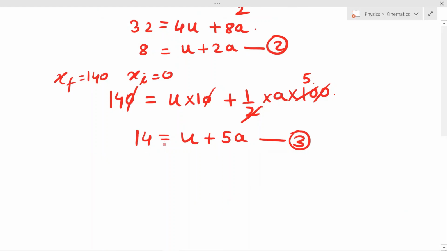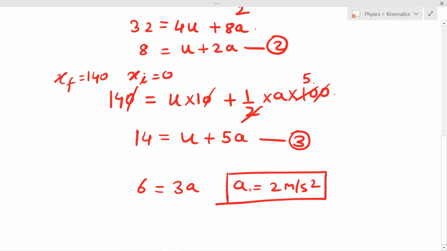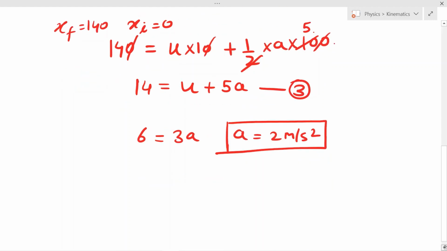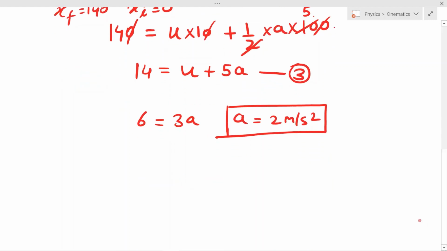Now subtract the second equation from the third one. I will directly do it here. This is 6 is equal to 3a. So a becomes 2 meter per second square. So we have found out a. Now what is u? 14 is equal to u plus 10. U is equal to 4 meter per second.